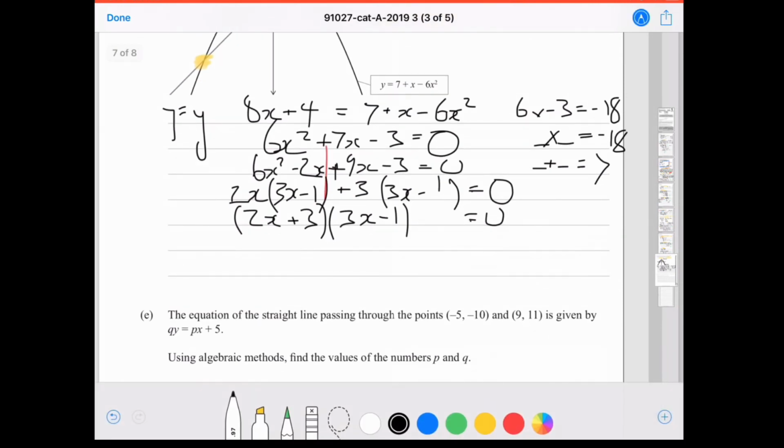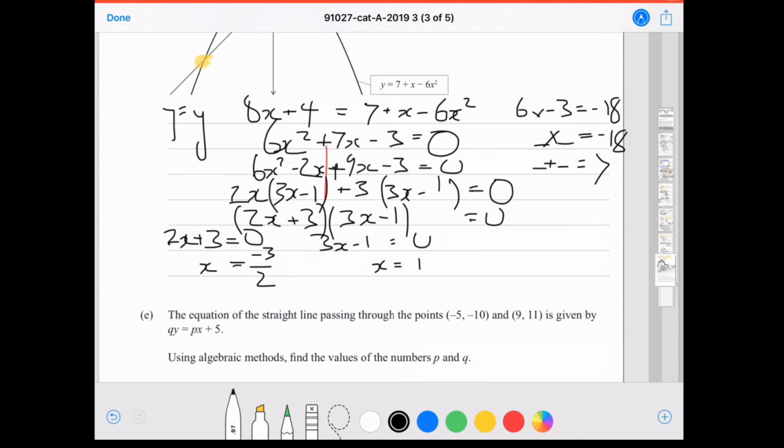And then all we do is solve for x. So 2x + 3 = 0, and x therefore equals minus 3 over 2. And 3x - 1 = 0, so x equals 1 over 3. And this, guys, gets you the excellence grade. Correct solutions gets you the excellence grade.